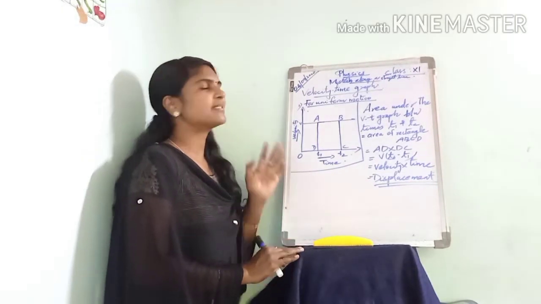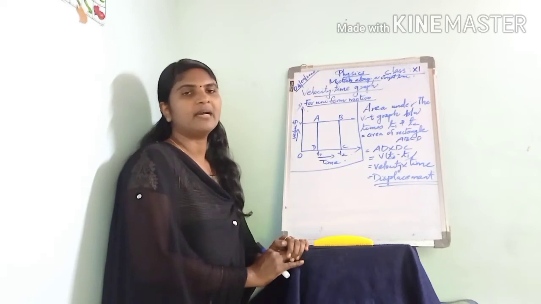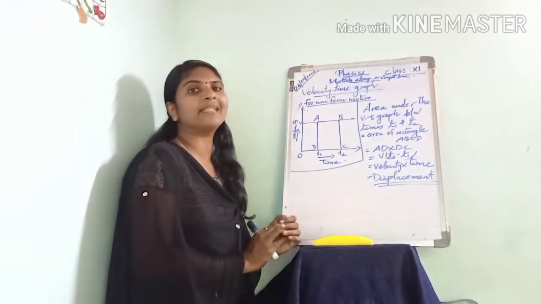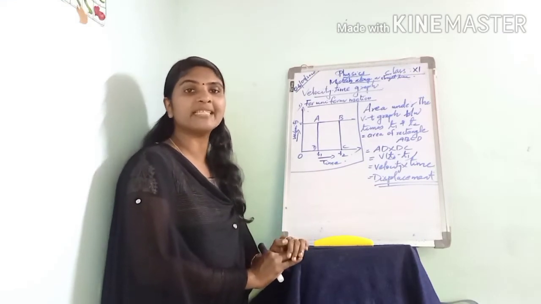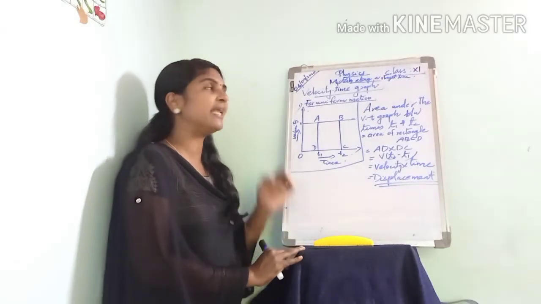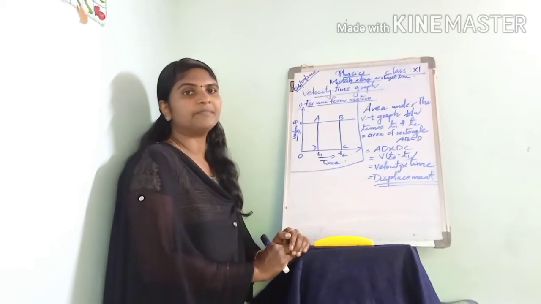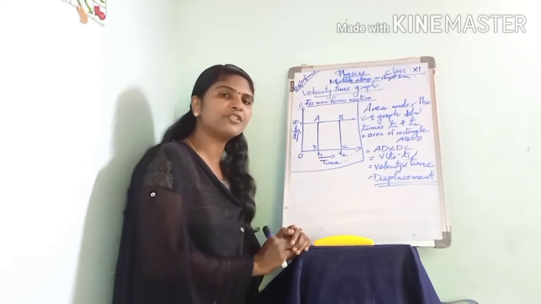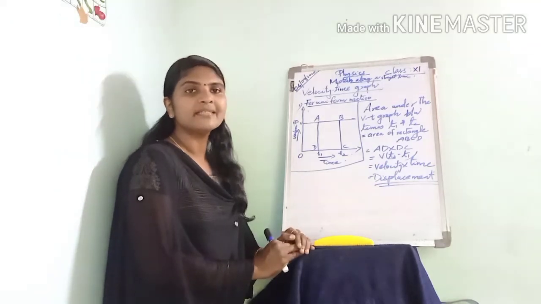Okay. Let us continue the lesson, motion along a straight line. Last class we discussed the graphical representation of motion, where we studied the position time graph. Today's class we are going to discuss the velocity time graph. The velocity time graph shows the variation of velocity of a moving object with the time.